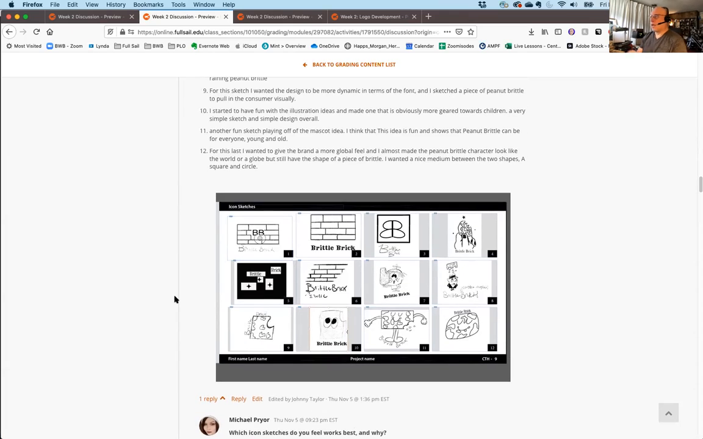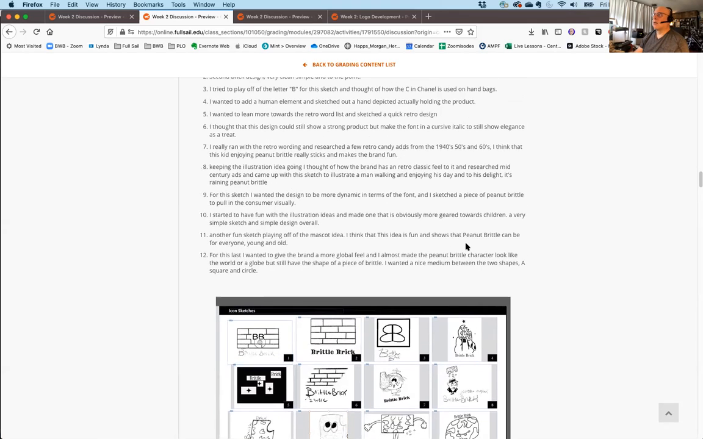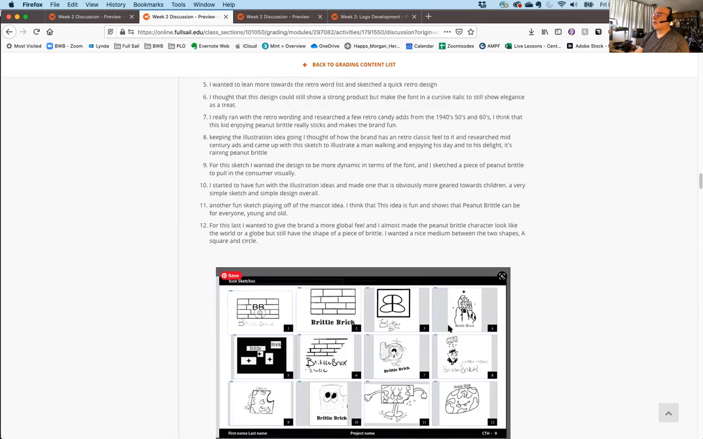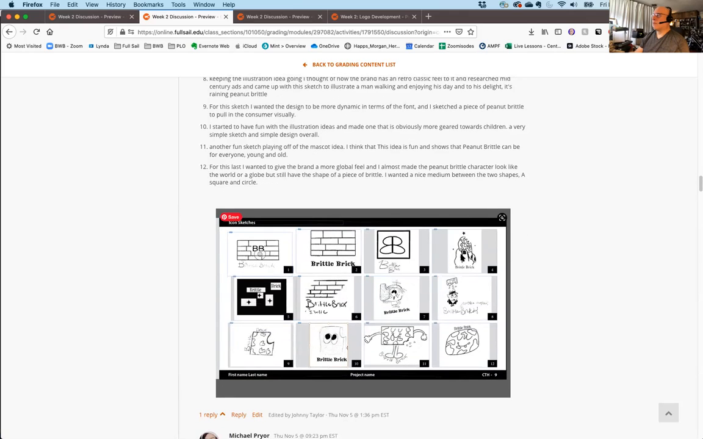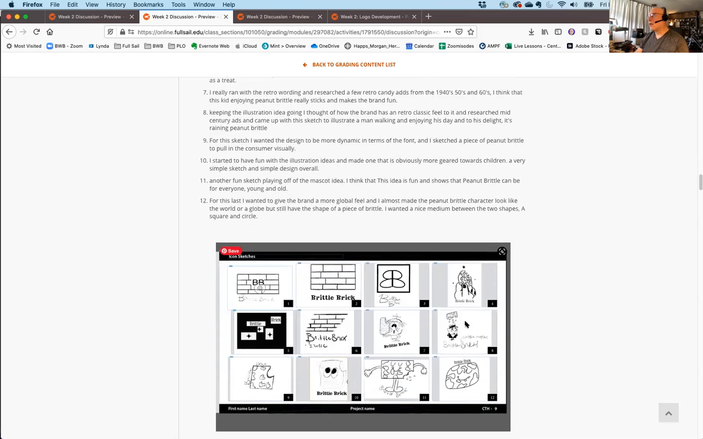So this is a classic old-fashioned peanut brittle. I like number 7. You got a lot of bricks, and don't put the name in there. This is just somebody holding peanut brittle. How is that an idea? Let's see. Yeah, holding the product is never an idea. This looks like Mr. Magoo or something. Let's see, number 8.